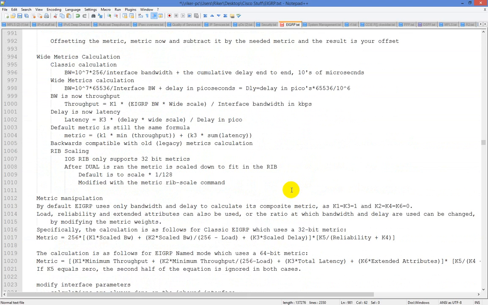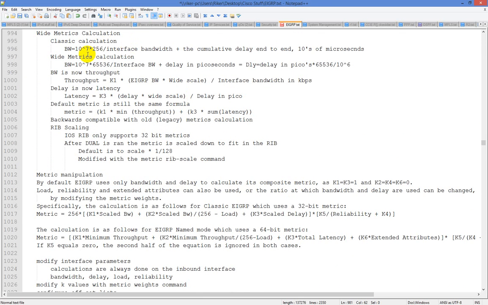Okay, so wide metric calculation is pretty straightforward. The classic metric is 10 to the 7th times 256 divided by the interface bandwidth, plus a cumulative delay end-to-end in tens of microseconds. That is your equation, and the delay is multiplied by 256 as well.